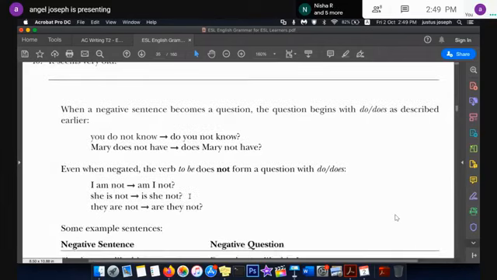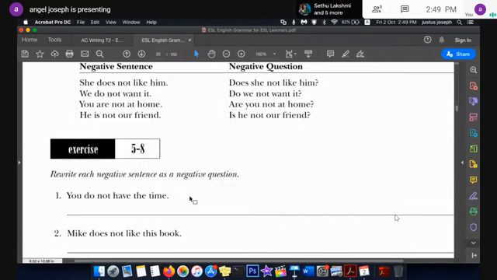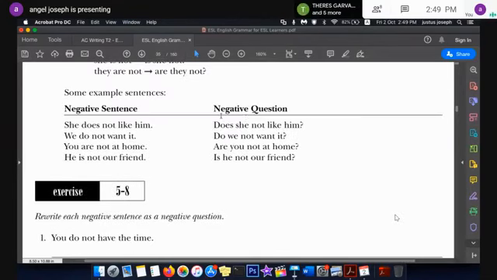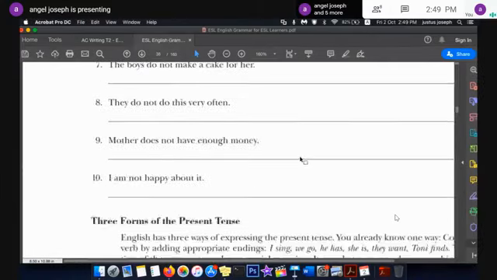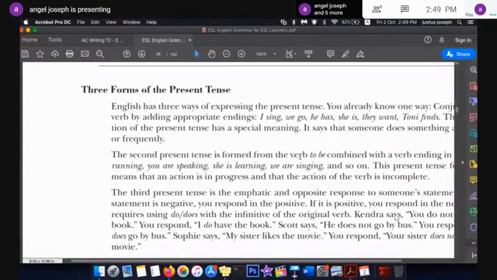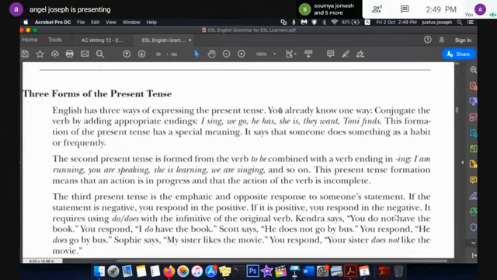So again, this exercise is about negative questions, or does she not like him questions. I'm not discussing questions because that's not something that you guys require. So let's move on to the 3 types of present tense.